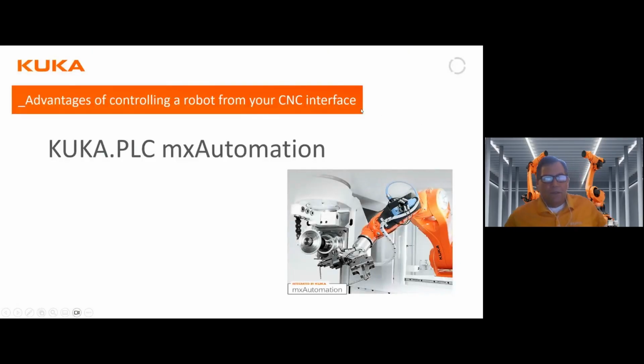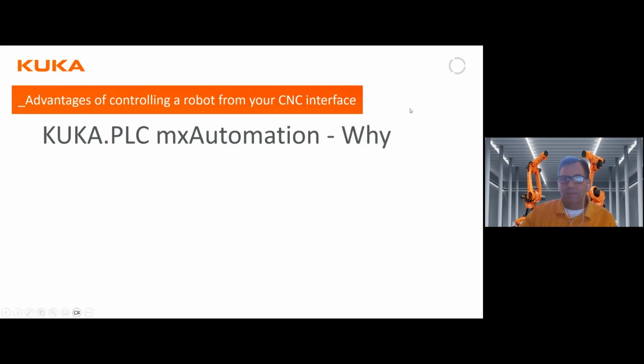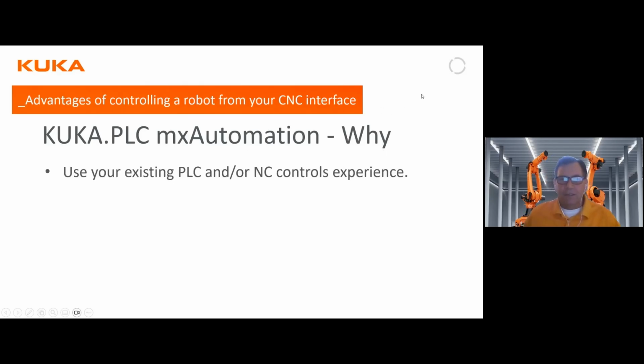So the advantages of controlling a robot from your CNC interface. We have an option called KUKA PLC MX Automation. This is how to control and program your robot from a remote system. So why would you use MX Automation? Well, one of the biggest reasons is you can use your existing PLC and NC programmers. Whatever controls experts you have in-house, you can also use to control the robot.